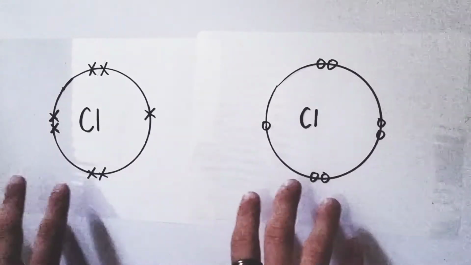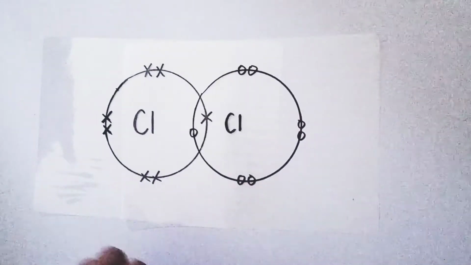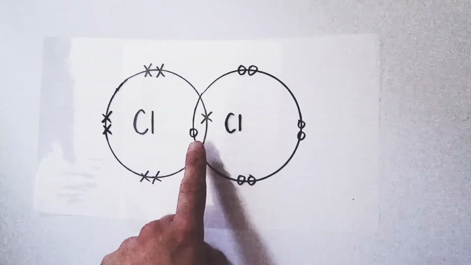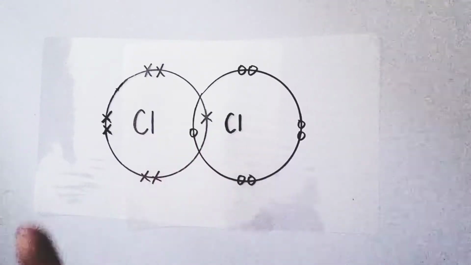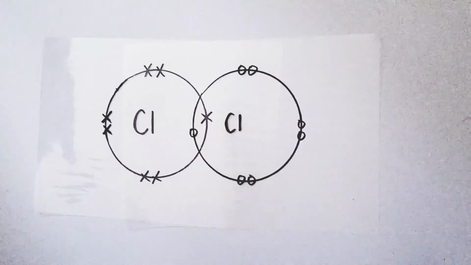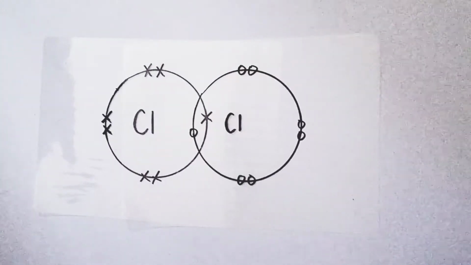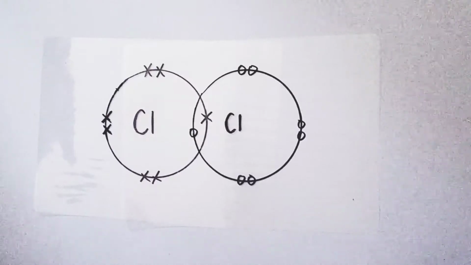So then, in my mind's eye, I overlap the two diagrams to create a sharing area in the center. And I can see there's one pair of electrons being shared in the center. That's one covalent bond. So if I drew this as a line diagram, it'd be Cl, line Cl, a chlorine diatomic molecule. Okay, let's now look at hydrogen chloride next.